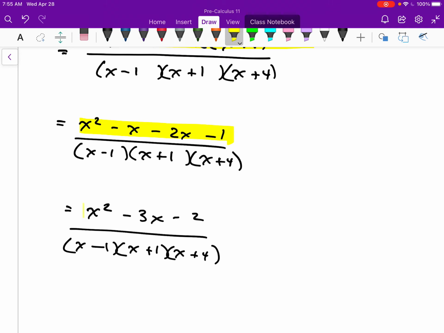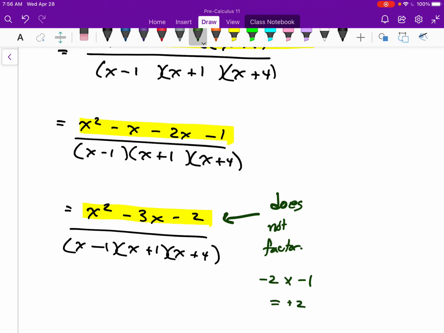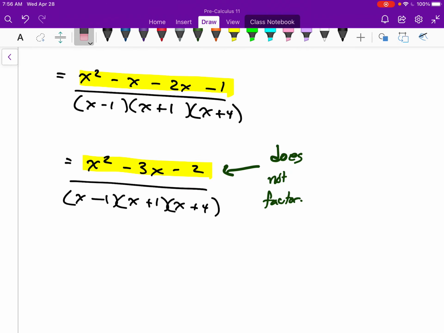If I look at my numerator in its simplest form, let's see if I can factor it. Because if I can factor it, there may be a factor that cancels out with one of the factors in the denominator. And if I can factor this, I should be able to tell quite quickly. I should find two numbers that multiply to negative 2 but add to negative 3. And that does not factor. For example, you may think of negative 2 and negative 1, which do add to negative 3, but negative 2 times negative 1 equals positive 2, not negative 2. And with a little bit of trial and error, you realize nothing else works. So this cannot be simplified. There will be no factors that cancel out.